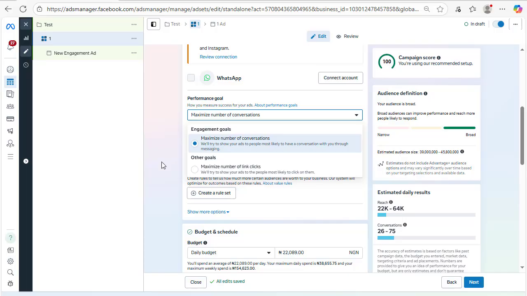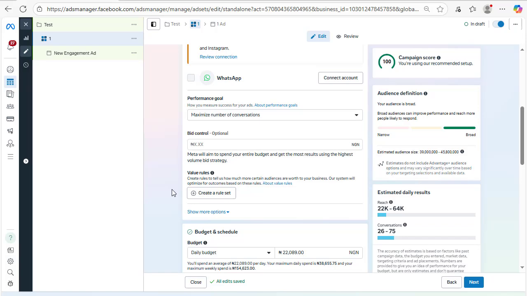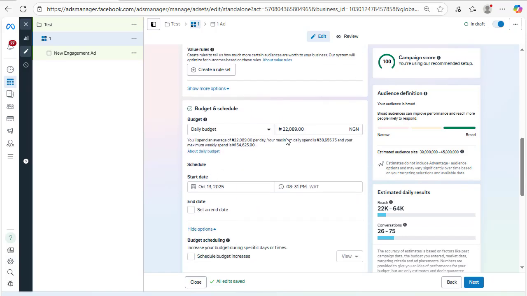All those implementations are being pushed gradually, step by step. So after you choose this, you want to set your daily budget. This is a very big factor you have to always look at, even after you choose your budget. You will spend an average of 22,000 and 89 per day, but your maximum spend can shift to like 38.